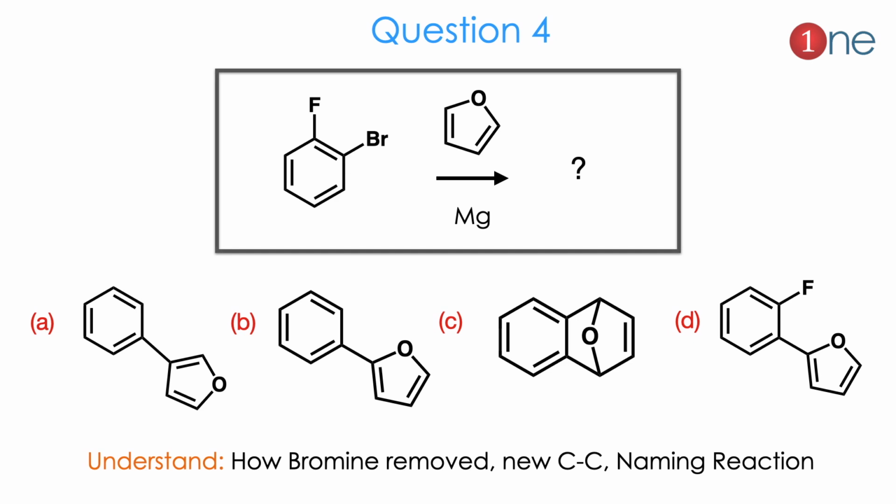Then question number 4. The starting materials are fluorobromobenzene and furan. Here they ask you to find the product. The products are just a coupling reaction, or fusion reaction, or bromine eliminates, or iodine eliminates, or chlorine eliminates. Here the question is really about how the bromine is removed, how the new C-C bond forms, and one named reaction is involved here.